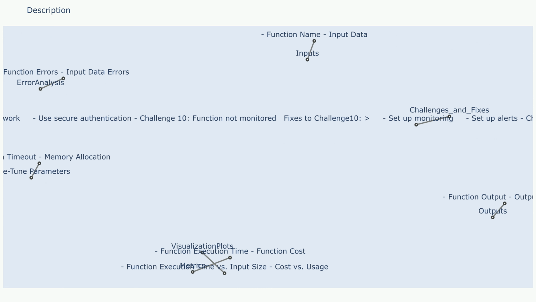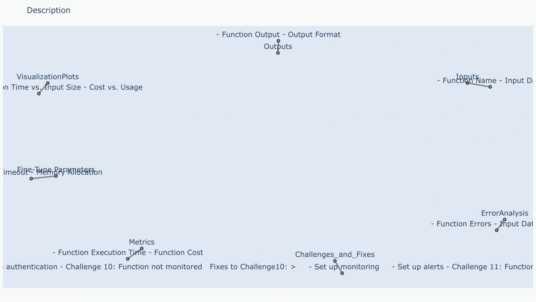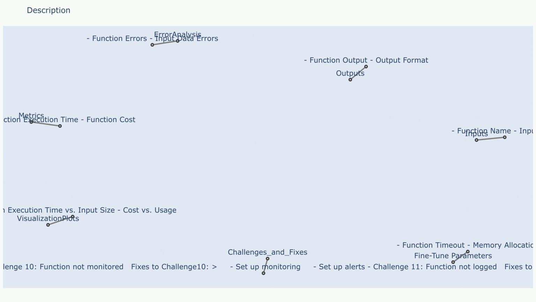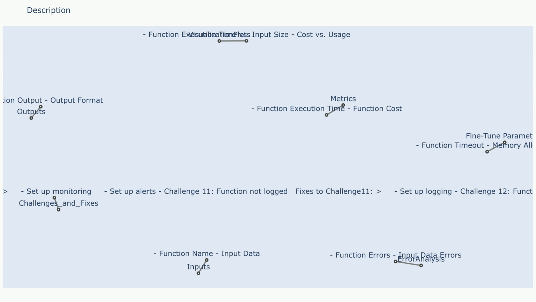Challenge 3, the function may not be accessible. Sample use case that resulted in challenge 3: using a function that is not in the current scope, such as a function defined in another module. Fixes to challenge 3: ensure that the function is accessible in the current scope. Challenge 4, the function may raise an exception. Sample use case that resulted in challenge 4: using a function that throws an exception, such as a function that divides by 0. Fixes to challenge 4: handle exceptions appropriately and gracefully.